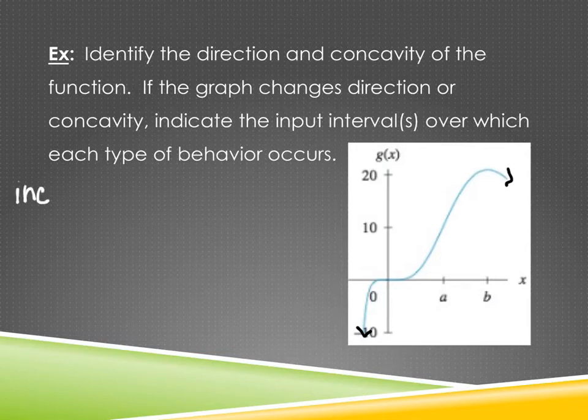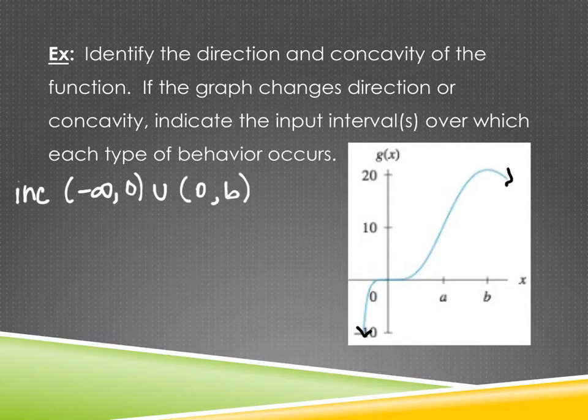So let's write down what's increasing. This graph is increasing from negative infinity to 0. And I do want to pause here for a moment because there appears to be a flattening out right here. So it does stop increasing, albeit briefly, right? And then it picks back up again. So then it's also increasing from 0 to b.